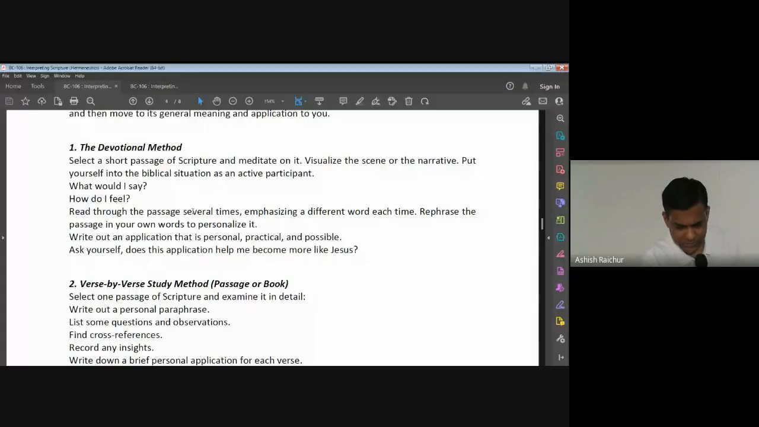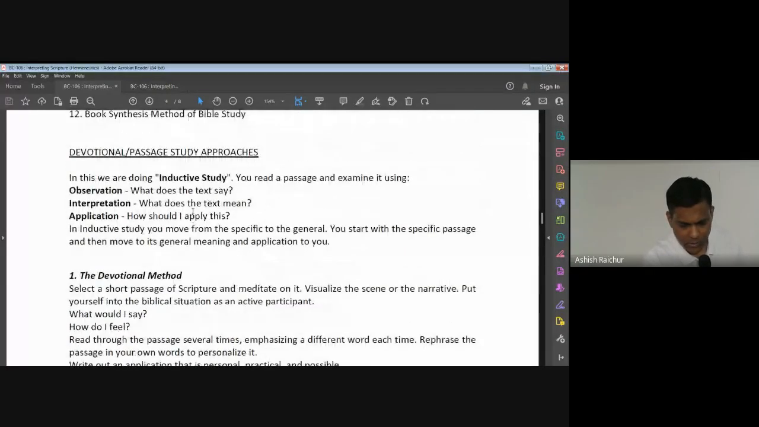So let's go back to our study methods. So we were in this devotional method, right? So that's one way of studying. You look at a passage, you see what's happening in it, then you interpret it, and then you apply it to your own life. So the most important thing, of course, is the application. You know, what are you going to do with it, right? How are you going to apply it, right? So we go through that process and say, okay, yeah, so this is what I'm going to take away.